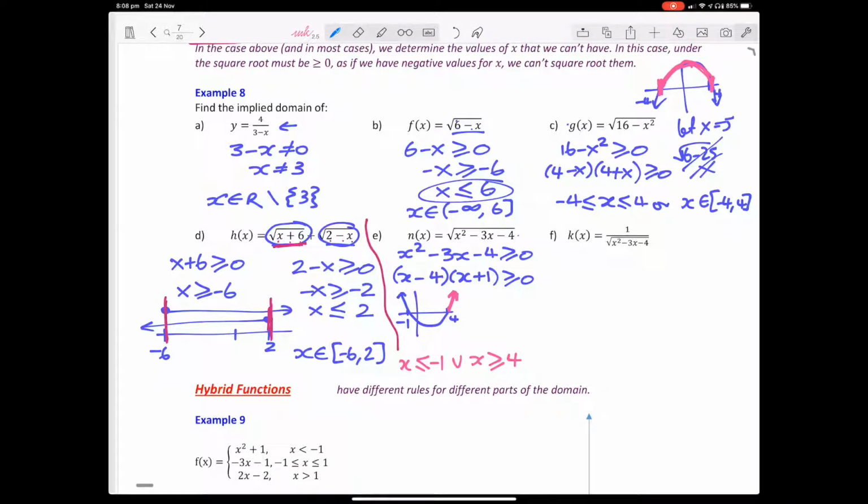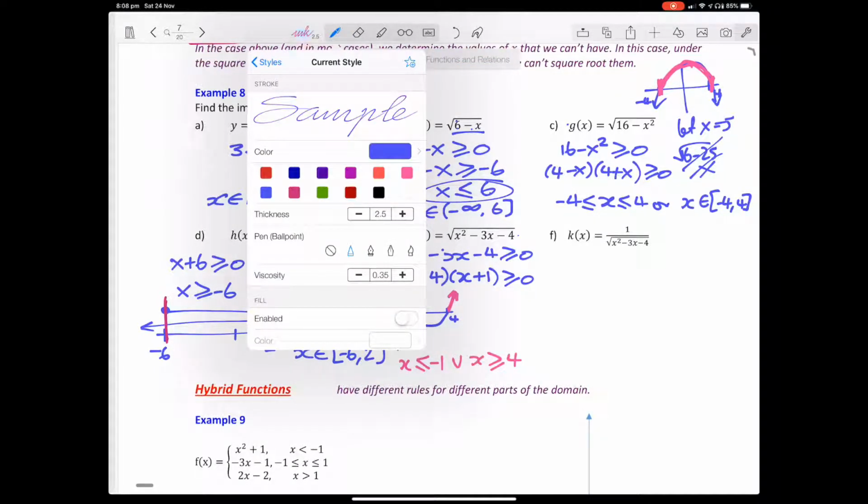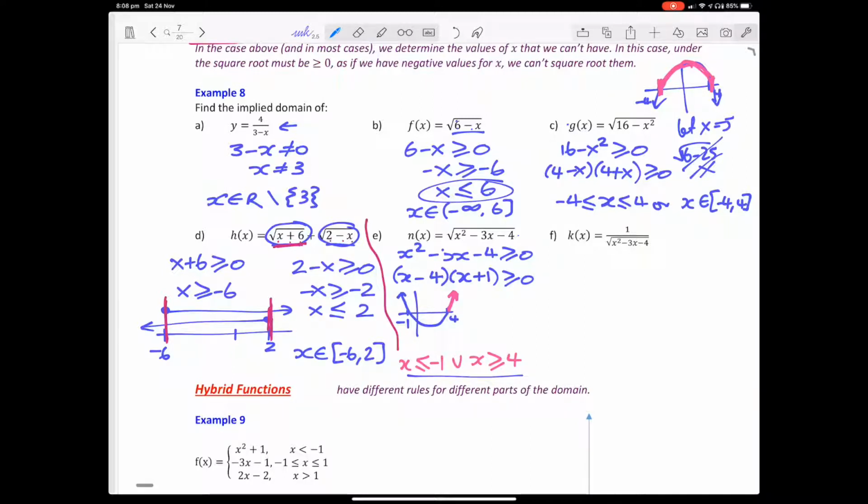So we could test it. We could put in a value in between those. Let's say 0. If we put 0 into it, you get 0, 0, negative 4. We can't square root negative 4, so that wouldn't work. If we put 1 into it, we would get 1 minus 3 minus 4, negative, can't do it. If we put negative 1 into it, it's fine, it will work. So that's our domain.